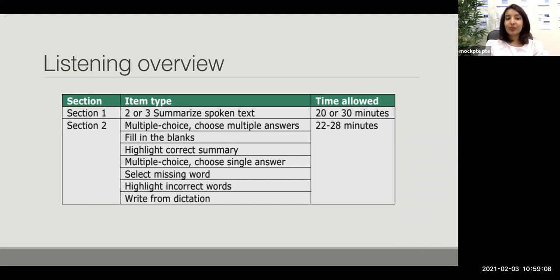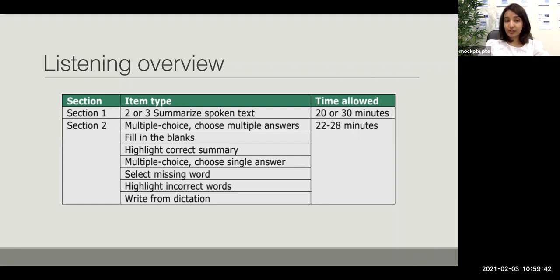And the fourth important one is fill in the blanks, which means the remaining 4 items, your multiple choice multiple answer, highlight correct summary, multiple choice single answer, and select missing word, these 4 questions are not so important because they don't carry much points. They carry only around 4 to 5 points out of 90 combined for all the 4 items. That means for those 4 item types combined together, you're getting only a maximum of 4 to 5 points out of 90, which means they are very low scoring items.